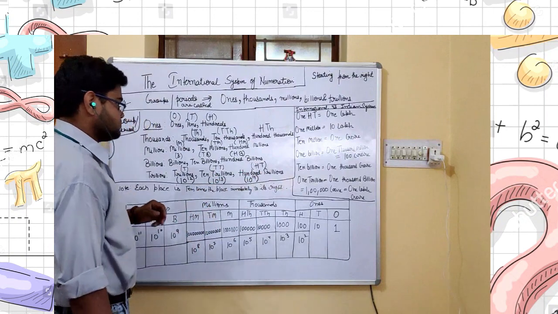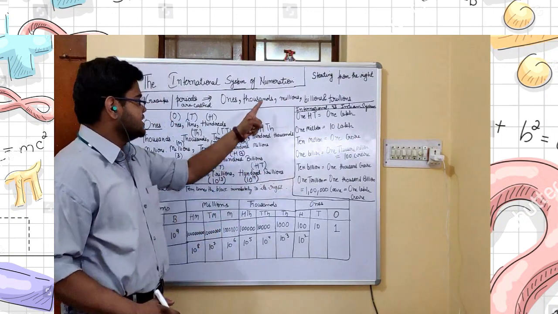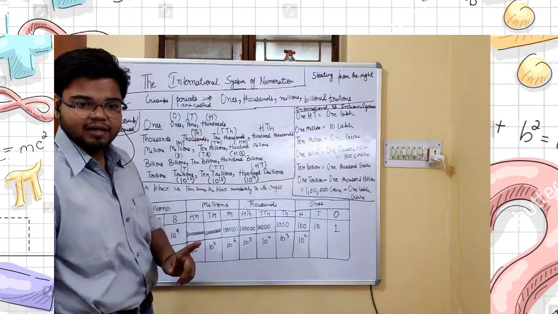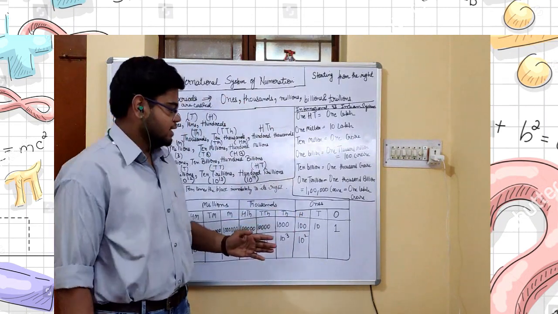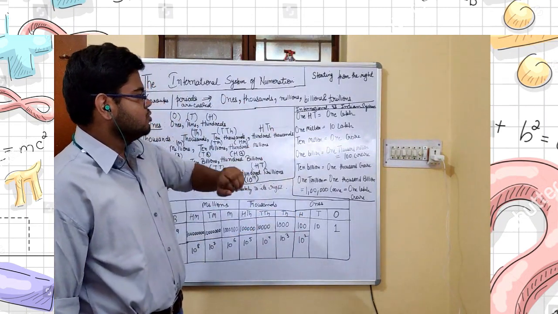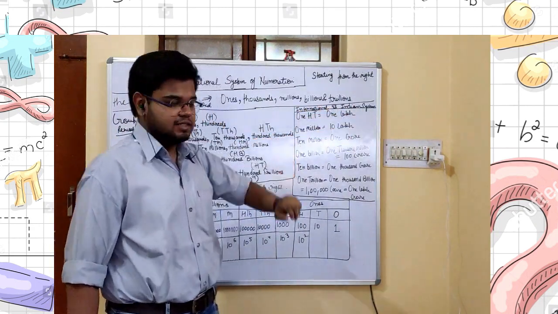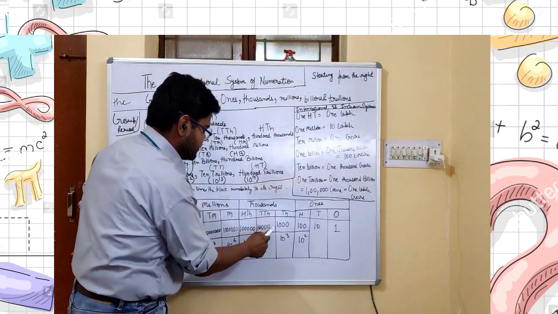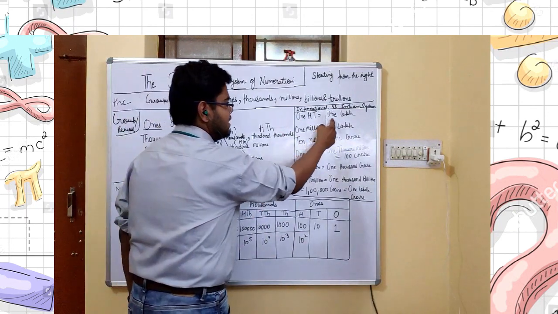So children, now, in the Indian system, we had ones, tens, hundred, thousand, 10,000, lakh, 10 lakh, crore, 10 crore, Arabs and 10 Arabs. Okay, now if we compare these systems, international system and Indian system, 100,000 is actually 1 lakh.